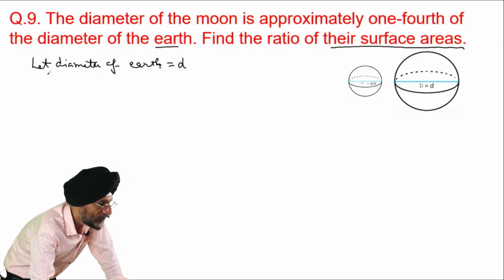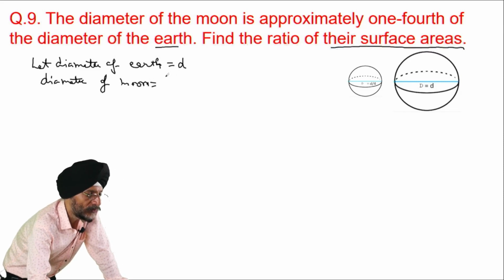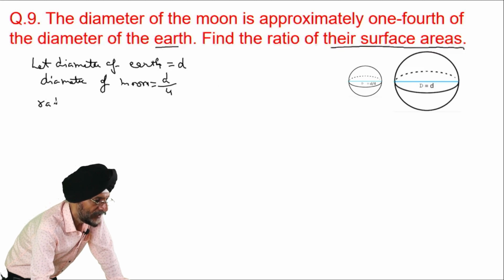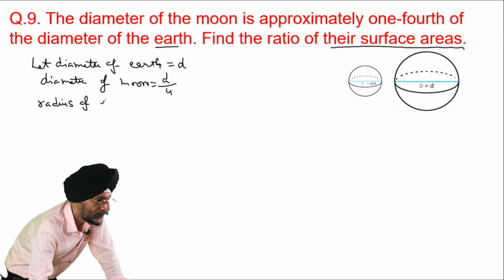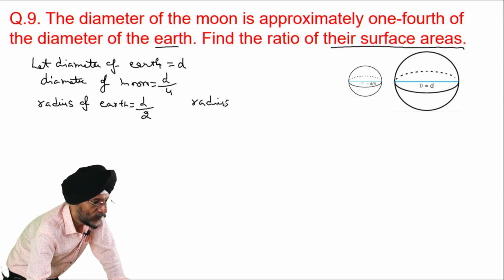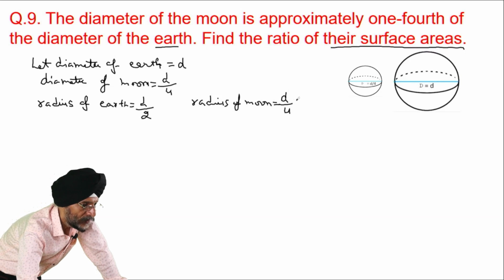Then we assume that the diameter of moon is equal to, it is given in the question that diameter of moon is 1/4 the diameter of the Earth. So it is d divided by 4. We know that the radius is half of diameter. So radius of Earth is equal to d divided by 2. So next, the radius of moon, it is diameter of moon divided by 2, d/4 into 1 over 2, that is, it is d over 8.